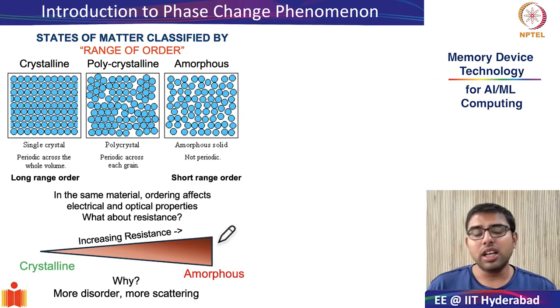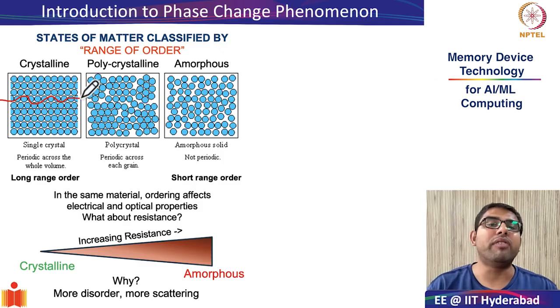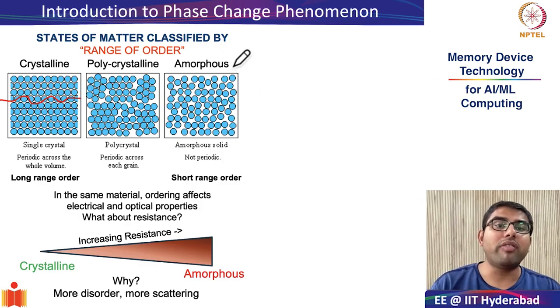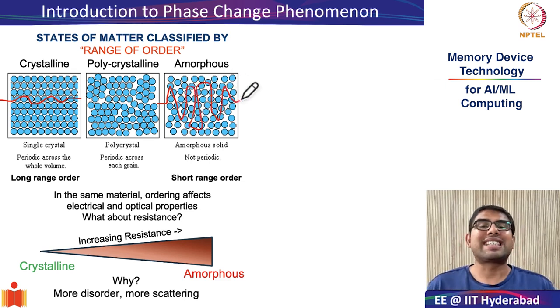Why is this the case? This is because crystalline material is ordered. So an electron which is going through this crystalline material will go through very few scattering events. But since there is a lot of disorder in an amorphous system, an electron going through the amorphous system will go through a lot of scattering events.